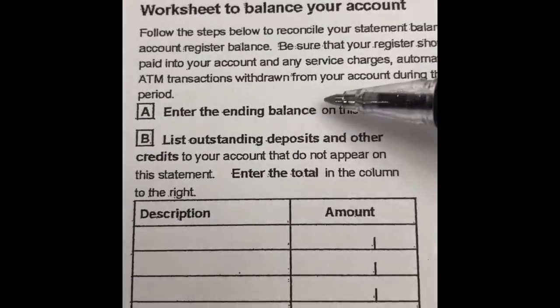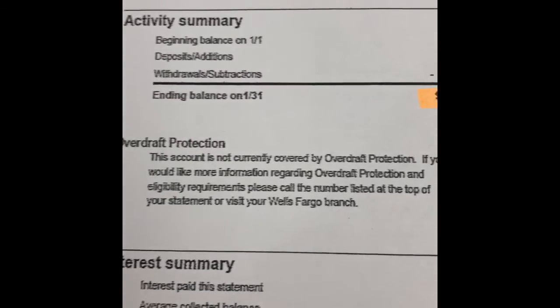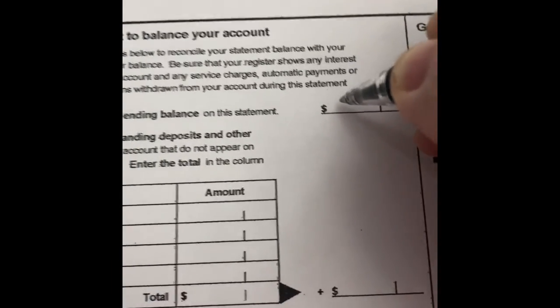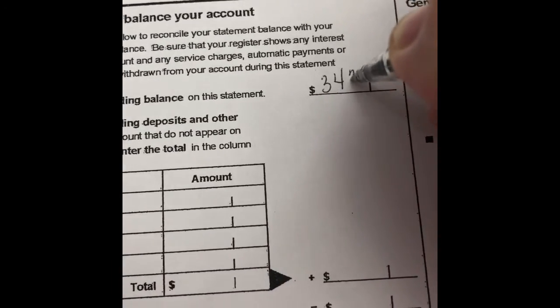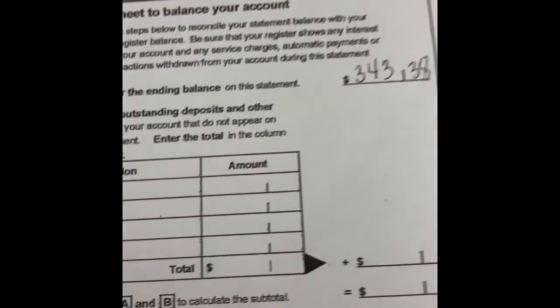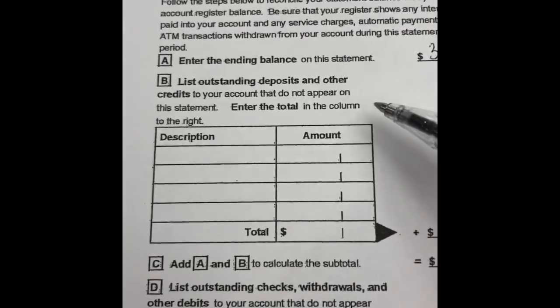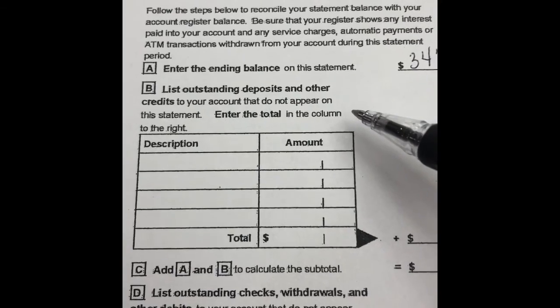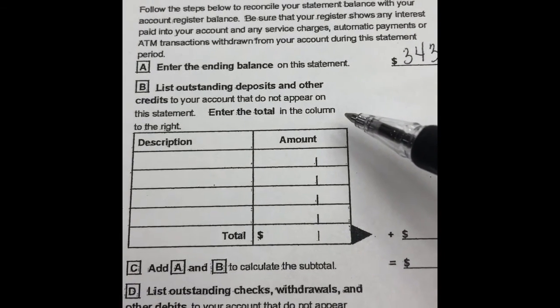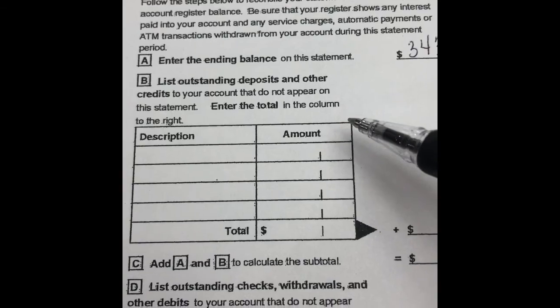A, enter the ending balance on the statement. This is my statement. This is my register. They want my ending balance on my statement. We highlighted what the ending balance was. Ending balance, right here. So right here we have to write what they said is our ending balance, which is 343.38. Okay.